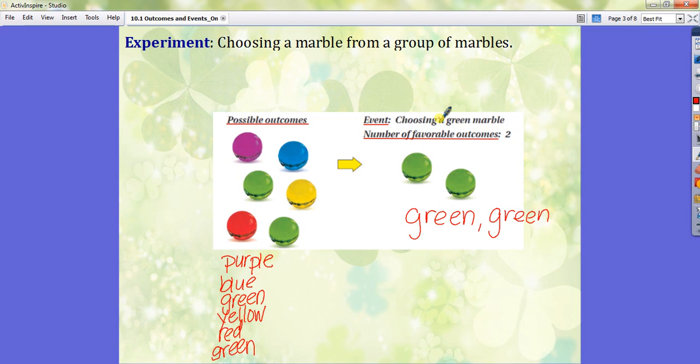The event: choosing a green marble. The number of favorable outcomes out of this collection of outcomes is 2. And the list of those favorable outcomes is green, comma, green, because there are 2 green marbles, so I list each green marble separately.